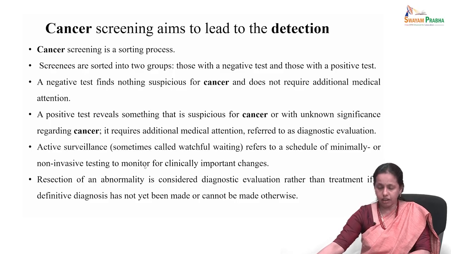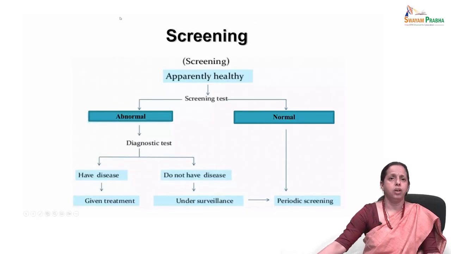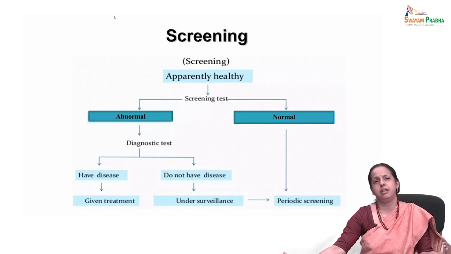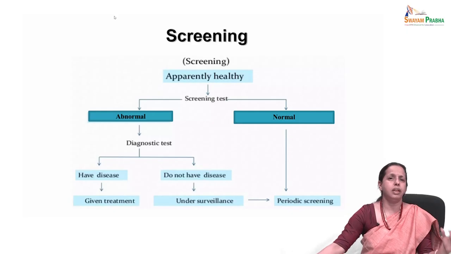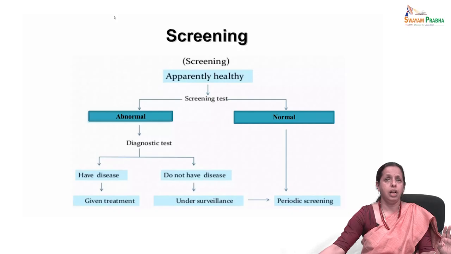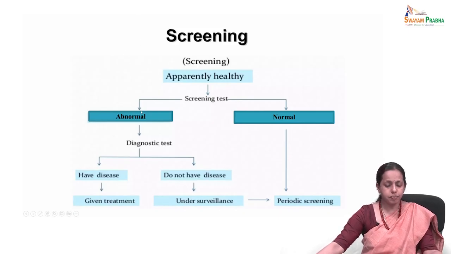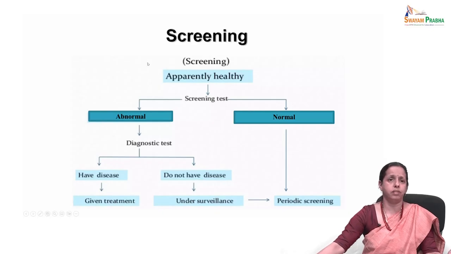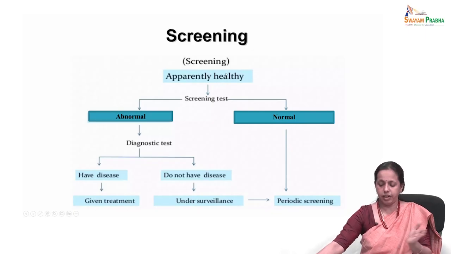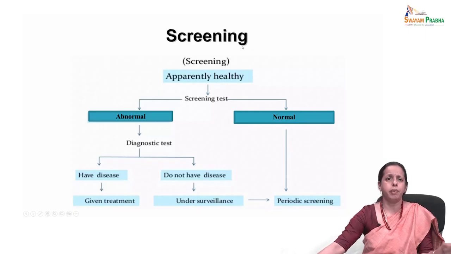This is a simple algorithm of how the screening goes. You take a population, for example for cervical cancer screening. You go to a community, and these are apparently healthy individuals who don't seem to have anything abnormal. You could conduct, for example, an HPV test or a pap smear. Then the result is either normal, which is negative. Negative test, it's normal, nothing to worry about, just go back home.